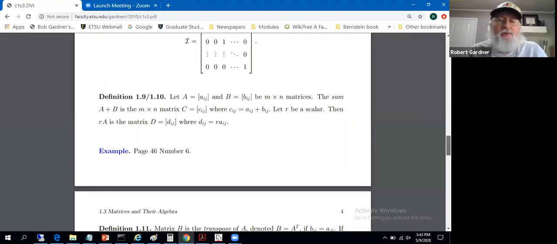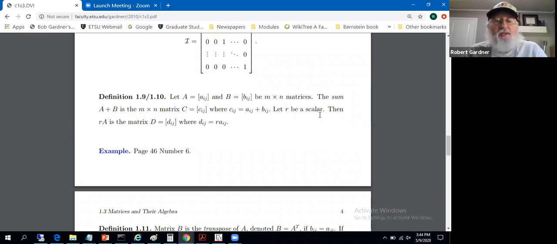Some more operations. Take matrix A to have entries A sub ij, and matrix B to have entries B sub ij as usual. Let those both be matrices of size n by n, so they're the same dimensions. This is different from matrix products. We'll define the sum, matrix A plus matrix B, to be the n by n matrix, the same size as the ones we started with, with entries C sub ij, where C sub ij is A sub ij plus B sub ij. So to add two matrices of the same size together, just add corresponding entries together. That's easy and reasonable.